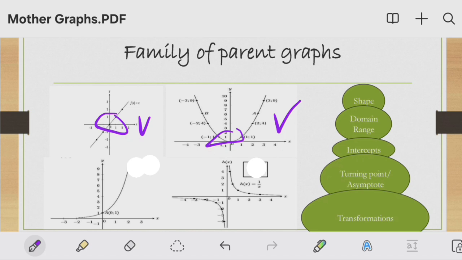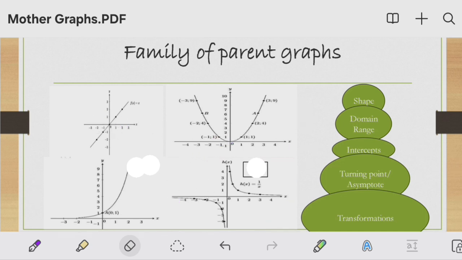But look at the mother graph of an exponential function. Look at how it looks. It looks very beautiful. This is what we call an exponential function. In terms of graphically representing a hyperbola, of course it may look weird, but there is nothing scary with a hyperbola.